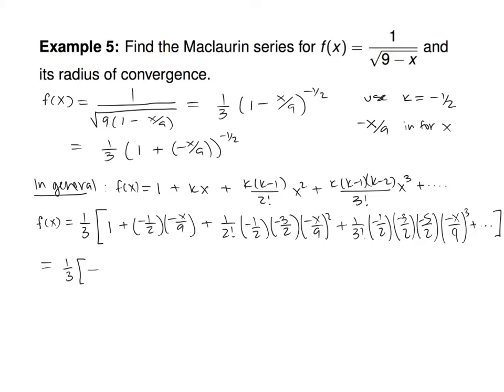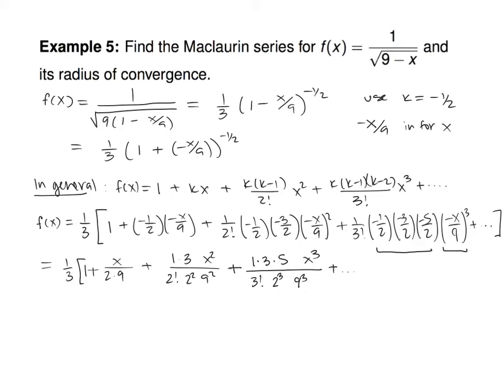So here we'll have 1 plus, and don't multiply stuff, it's easier, 1 times 3x squared over 2 factorial, 2 squared, 9 squared. And plus 135x cubed over 3 factorial, 2 cubed, 9 cubed. And convince yourself that that last term is positive. Well, we have 3 negatives here, 3 negatives here, definitely going to be positive.